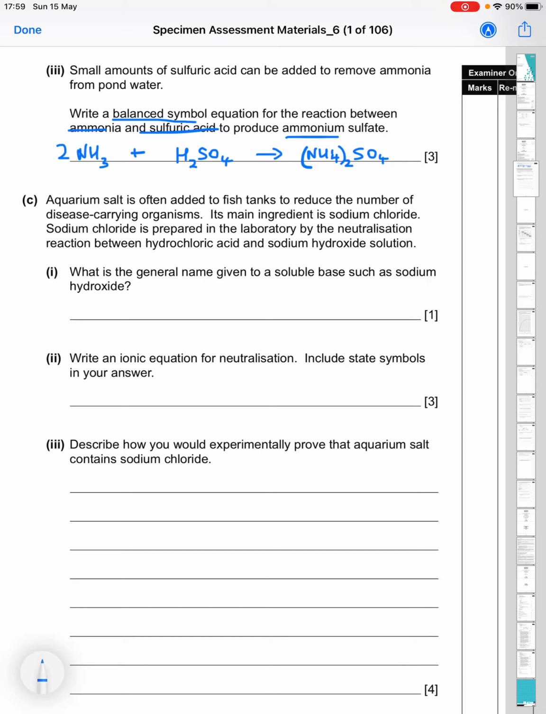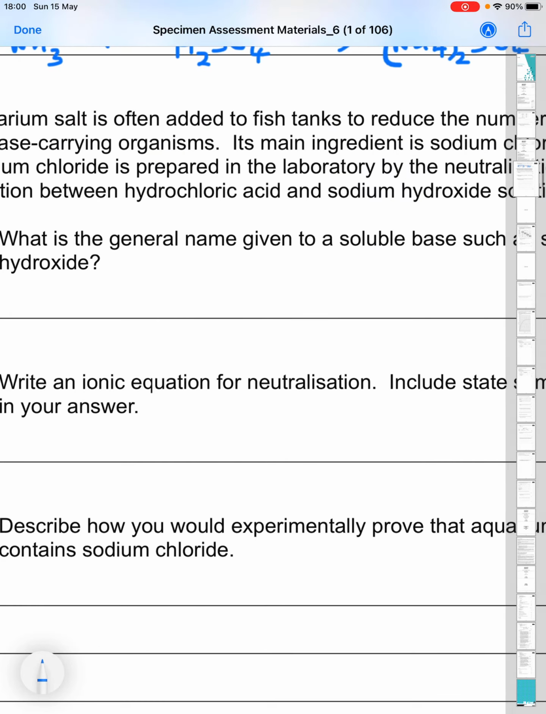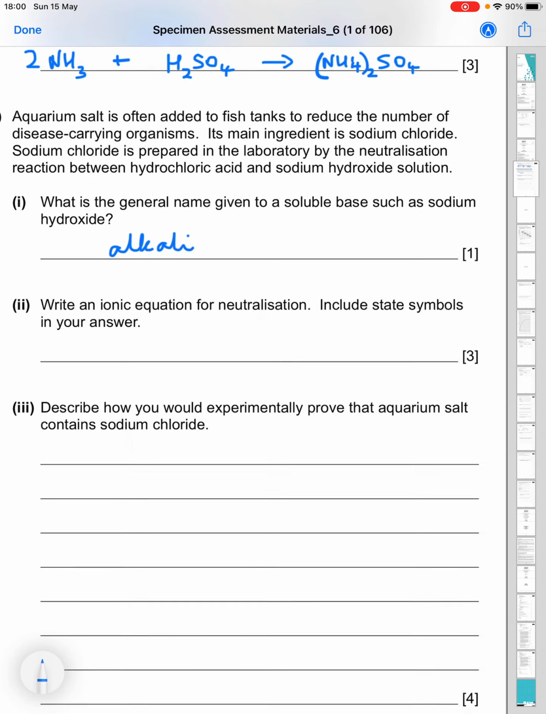Next, aquarium salt is often added to fish tanks to reduce the number of disease-carrying organisms. Its main ingredient is sodium chloride. Sodium chloride is prepared in the laboratory by the neutralization reaction between hydrochloric acid and sodium hydroxide. What is the general name given to a soluble base such as sodium hydroxide? Nice easy one. It's just very simply an alkali.